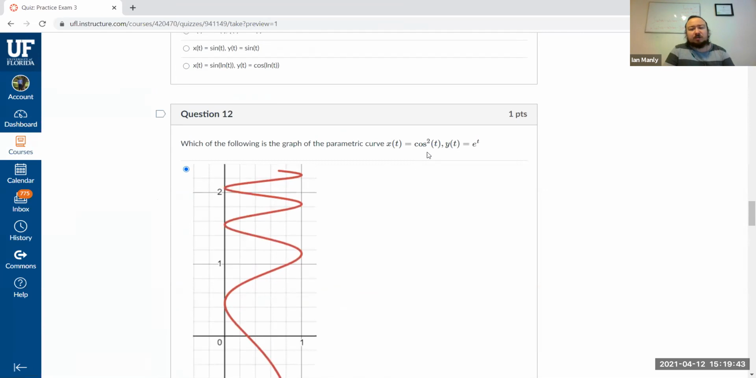All right, so that's what we learned from cosine squared here. Now let's move on to our other function, e to the t. So that also has a limited range of values, right? We can't hit every number with e to the t. What's the range of values for y here?